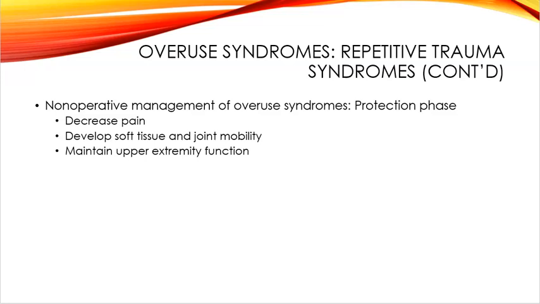So during the protection phase for overuse syndromes due to repetitive trauma, you want to decrease the pain, you want to improve joint mobility and soft tissue mobility, and maintain upper extremity function.